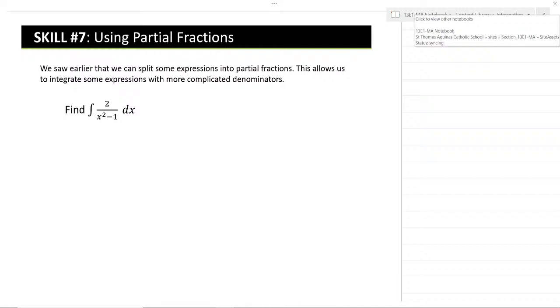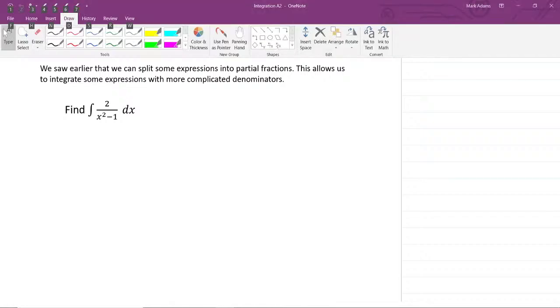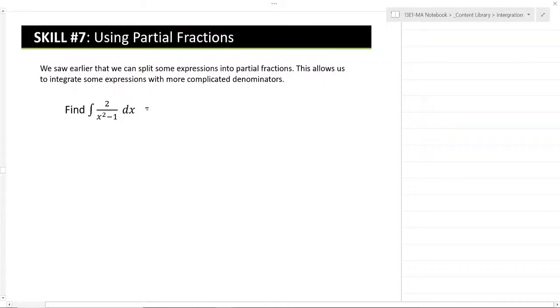So the first thing we need to really consider here is something that people always miss, okay, always. What is that bottom? It's the difference of two squares, isn't it, yeah? So we need to, first of all, consider that there. So looking at the difference of two squares, this is going to be the integral of 2 over (x plus 1)(x minus 1) with respect to x.